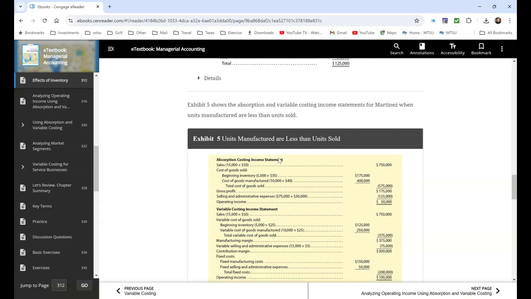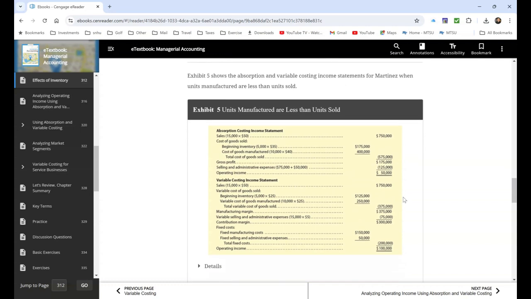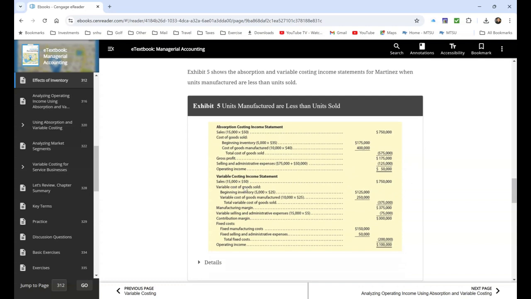So in the last example, we had the variable costing first, and now we have the absorption costing. So with absorption costing, again, we've got sales of 750. We've got beginning inventory plus cost of goods manufactured, giving total cost of goods sold. So that's our gross profit, then selling and SG&A. So under absorption costing, our net income is only $50,000. But under variable costing, we actually made a profit of 100,000.